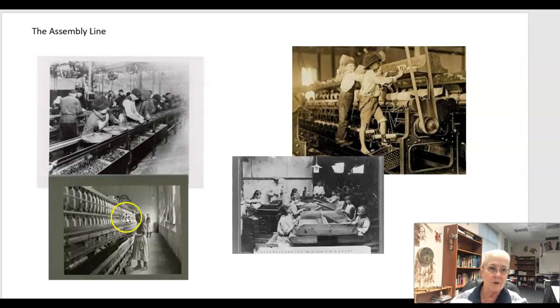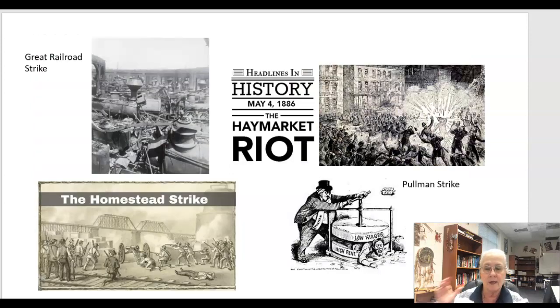Well, the management wasn't listening very well, and so there is going to be a series of strikes during this time period. The first one mentioned in your notes is the Great Railroad Strike of 1877. The B&O Railroad, that is the Baltimore and Ohio. Yes, it's the same one that shows up on the Monopoly board.